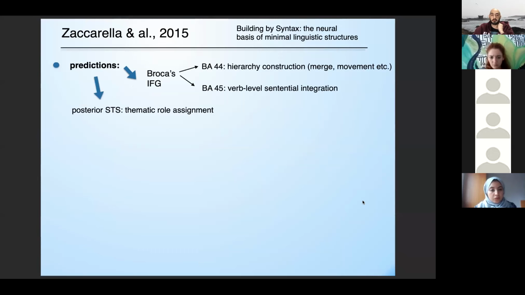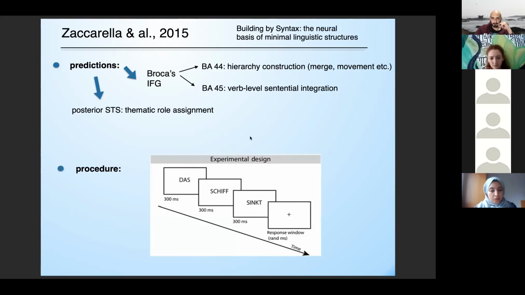And probably some posterior STS or STG activation due to the thematic role assignment, okay? So probably still related to the verb level integration. And the procedure they used was this. They would present a word at the center of the screen every 300 milliseconds, and then a fixation dot and the response window. And the task, I'm not sure I remember what it was. Probably they have to say whether it was a sentence or not or something like this. I don't remember that, but I can check it out.